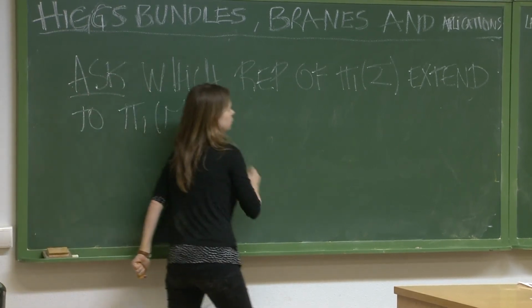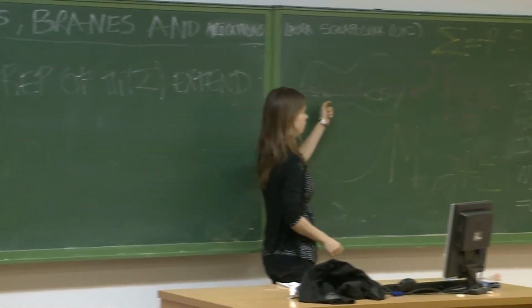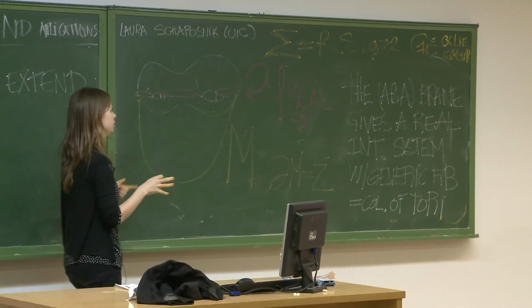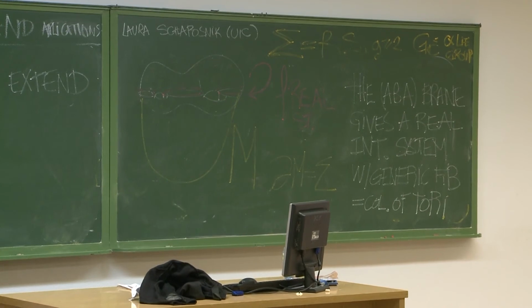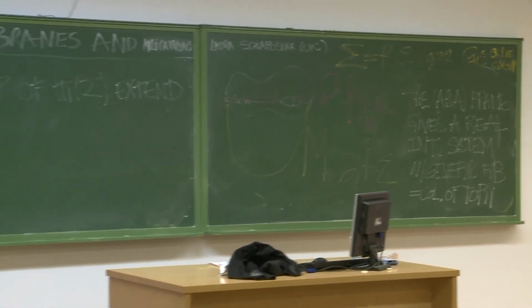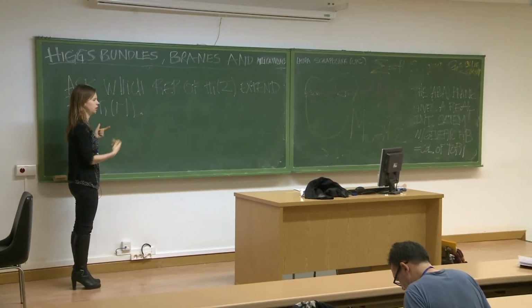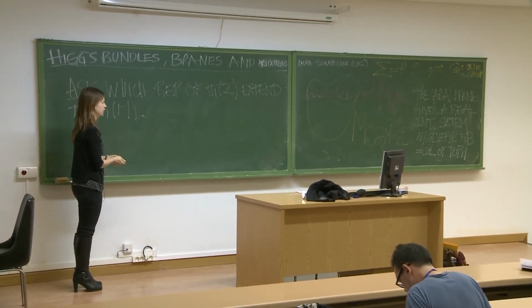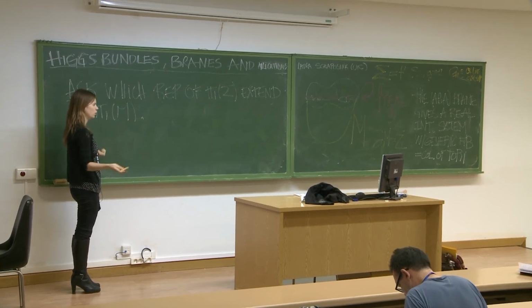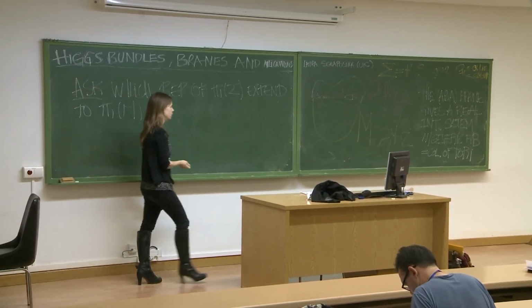But we want to ask this question for higher genus Riemann surfaces, so we're not looking at knots, but we still want to ask which representations extend from pi1 of sigma to pi1 of M, or equivalently, which Higgs bundles give you those representations that extend. And once you have them, what are the dual, Langlands dual spaces?